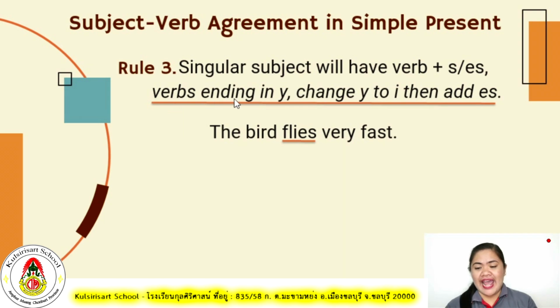Verb ending in Y. Change Y to I, then add ES. So, our verb here is from the word fly. Since fly is ending in Y, it becomes flies. We will omit the Y, and then we are going to add ES.